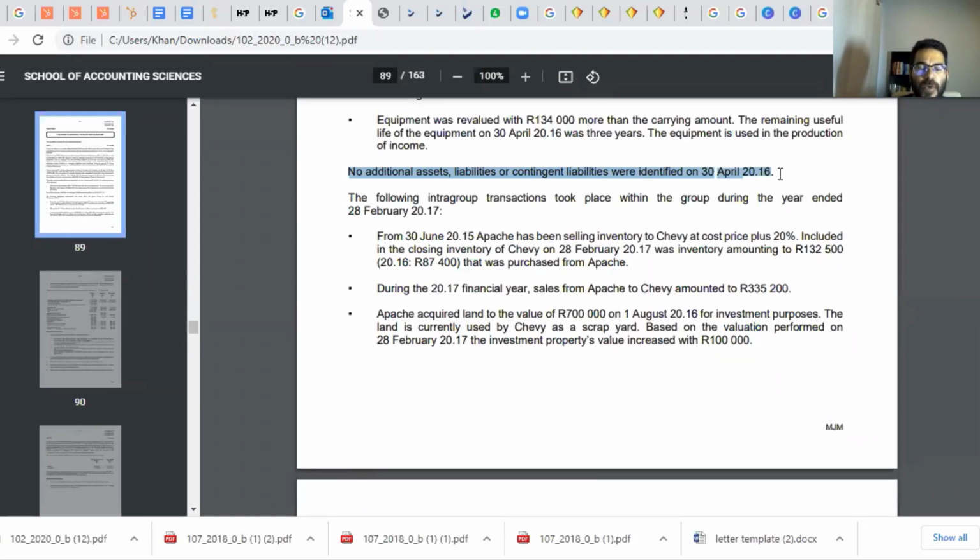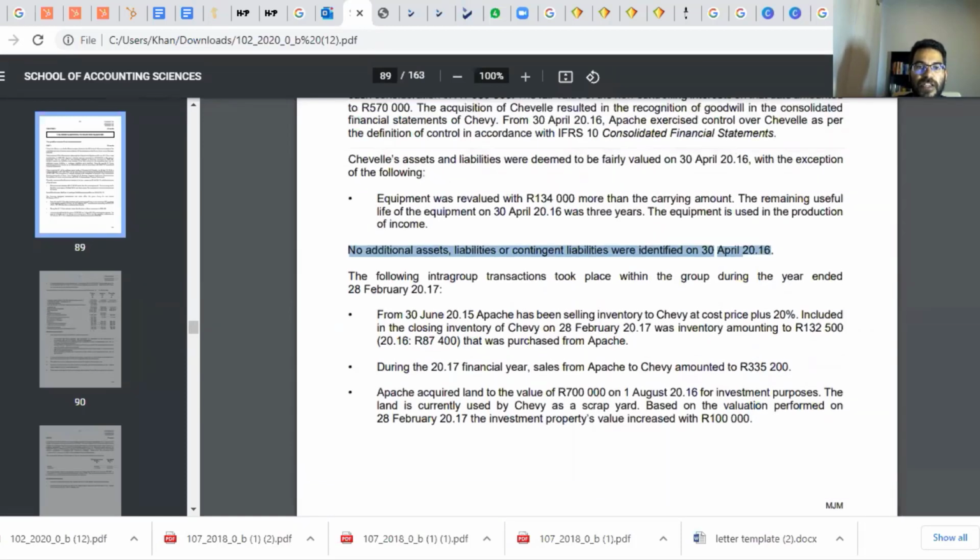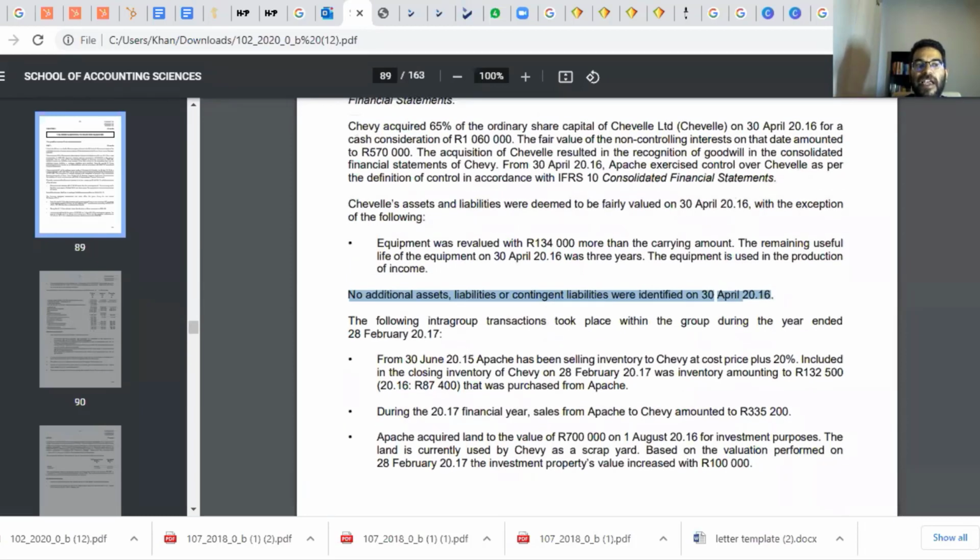So here they're saying the following intergroup transactions took place within the group during the year ended 28 February 2017. So now we get an idea that we are in the financial year 28 February 2017. So that means our financial year begins 1 March 2016 to 28 February 2017. So an important aspect to note in the Chauvel case is that we acquired Chauvel in the current year.